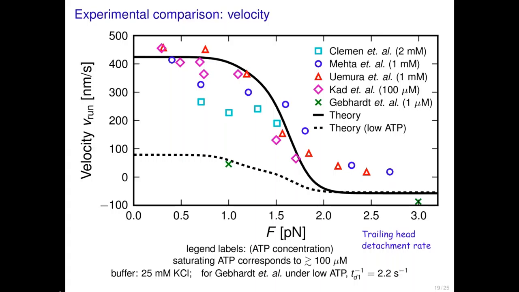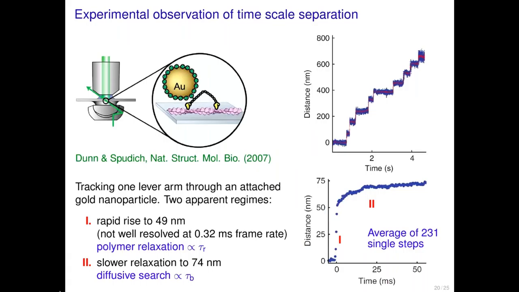Although we will not spend too much time trying to understand what happens to the motor when you're under superstall conditions, which is certainly 3 piconewton. Okay, and then you can see that the detachment rate is less than for the higher ATP concentrations. All right.